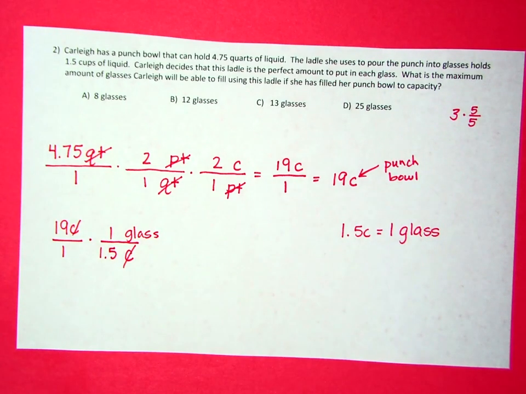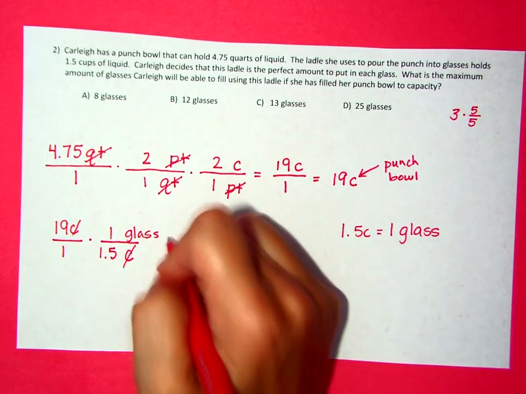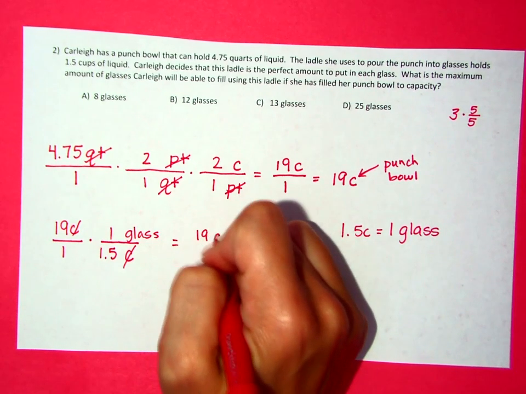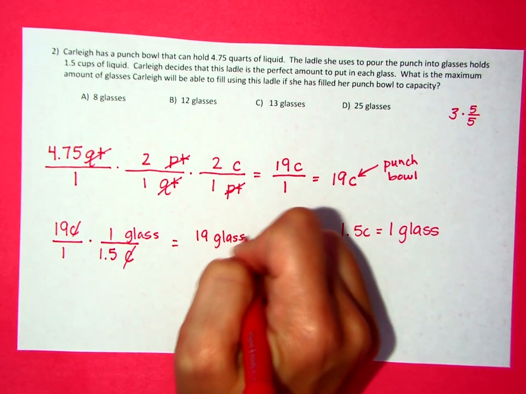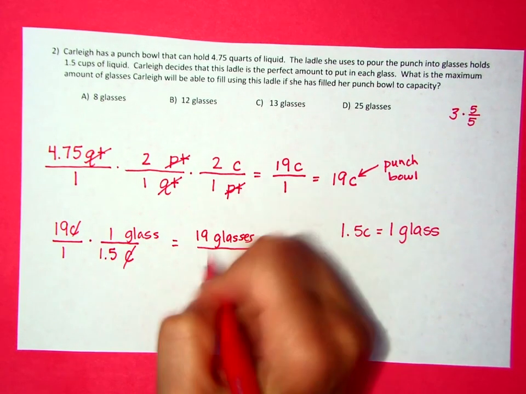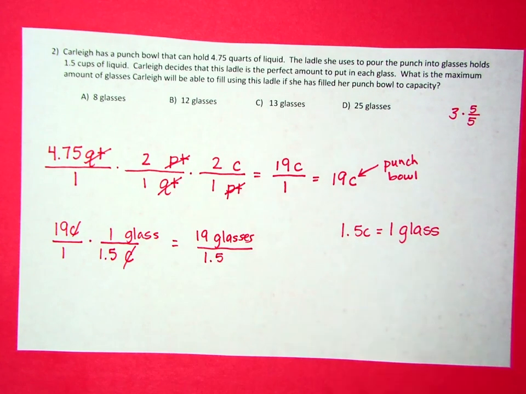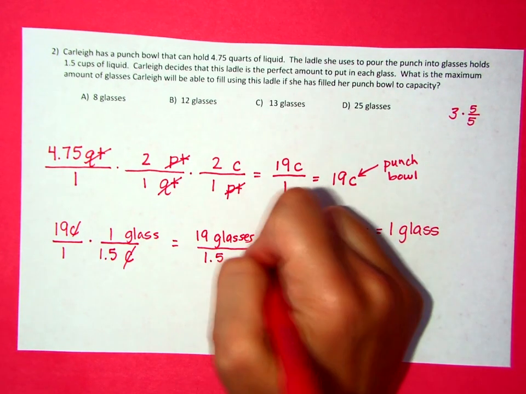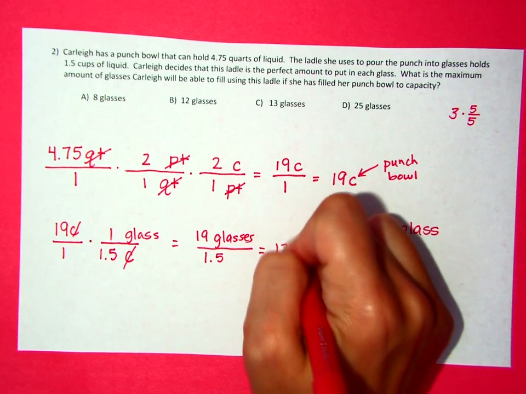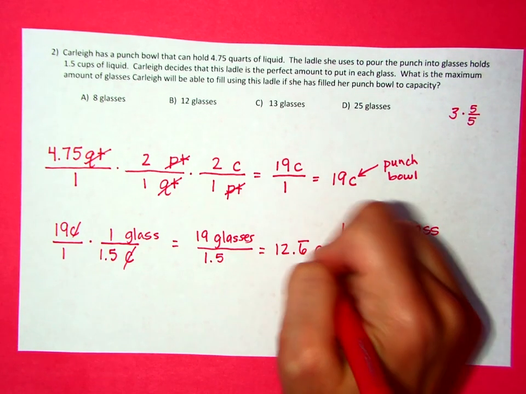So what I need to do is 19 times 1, which is 19 glasses, over 1 times 1.5. There's no unit on the bottom. And then obviously the last step I want to do is divide. Well, when I divide this, I'm going to get 12.6 repeating, 12.6 glasses.